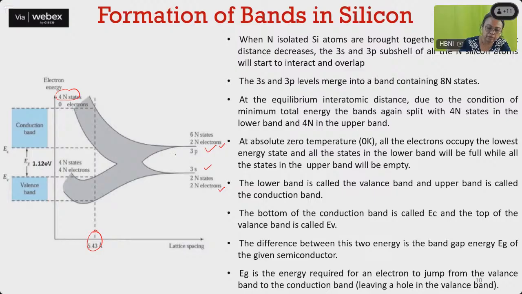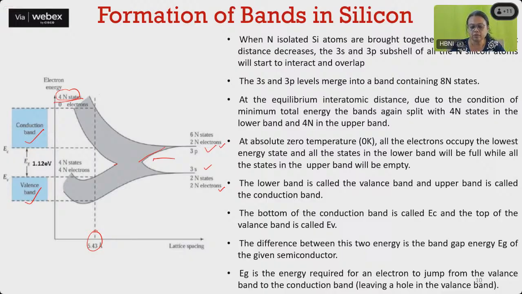So they are coming together. They will be merging here, but any time, any system will try to have a minimum energy state. That is the law of nature. So they will again break and form 4n states at the high energy level and 4n states at the low energy level. So this is leading to the formation of the energy band. Earlier we were talking about the valency band and the conduction band, but now we see clearly why it is happening.